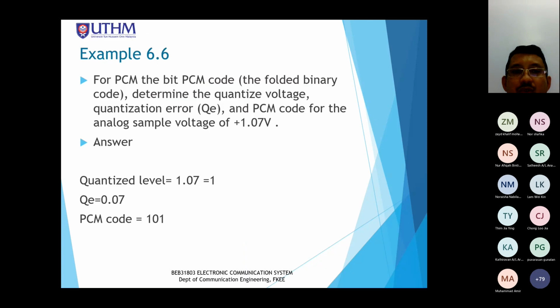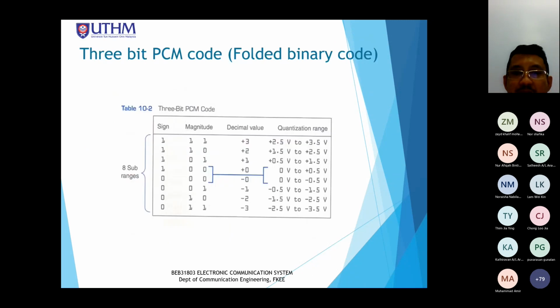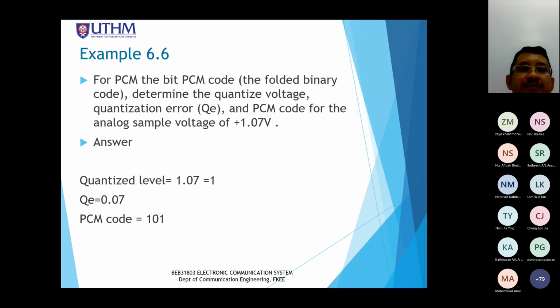This example has also been learned in class for section 1. This is actually from PCM, the folded binary code, from the previous example. For PCM with the folded binary code, we determine the quantization error. Quantization error is the rounded up value, how much we rounded up the values. And the PCM code for the analog sample voltage of 1.07.